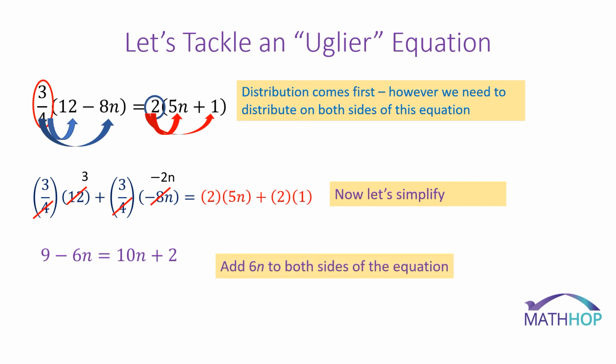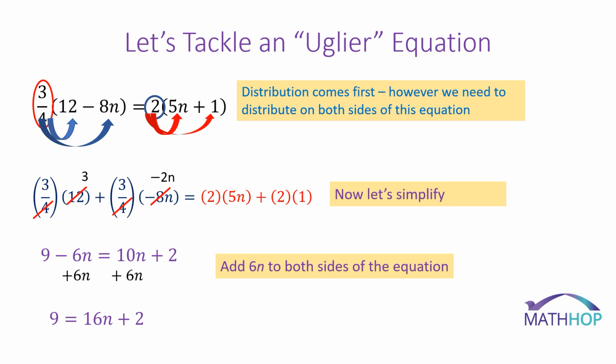Now we simply have variables on both sides. So what are we going to do? We are going to avoid a negative variable expression. We have a negative 6n over here. We have a positive 10n over here. We of course want to add 6n to both sides of this equation. When we do that, we get 9 equals 16n plus 2.